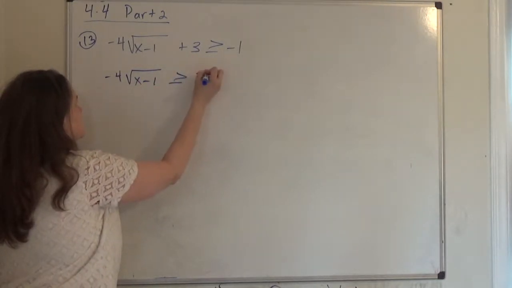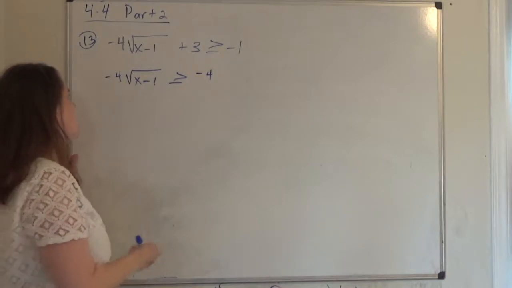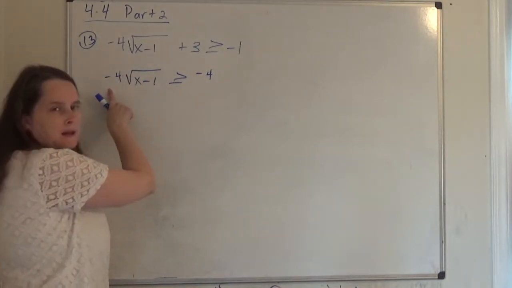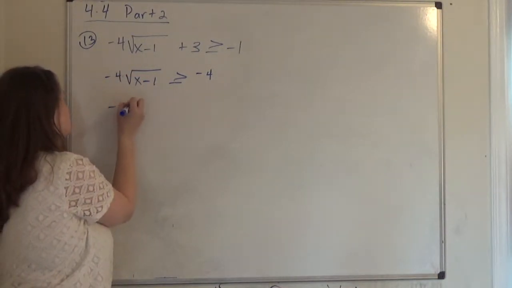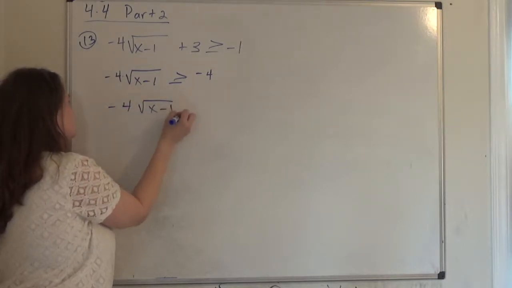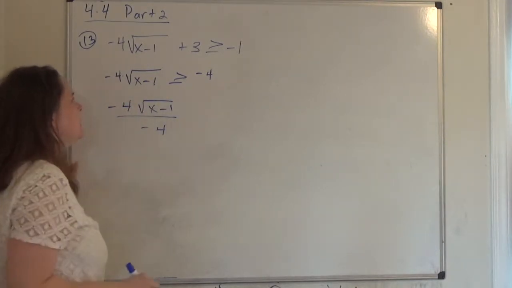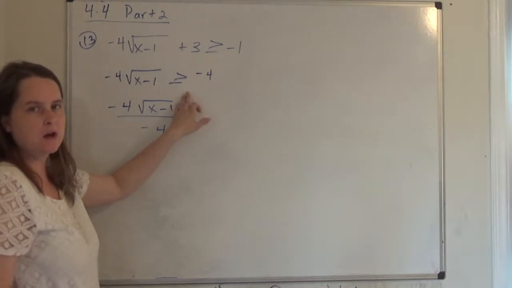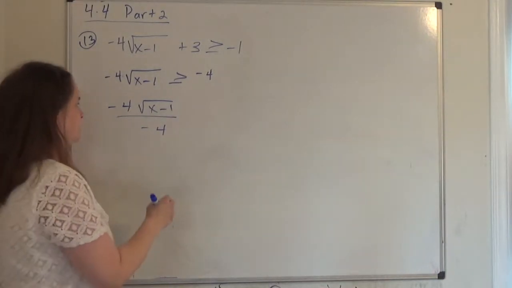Negative 1 minus 3 is negative 4. And now I can divide both sides by negative 4 here. Remember, when you multiply or divide an inequality by a negative number, you're going to flip your inequality symbol.